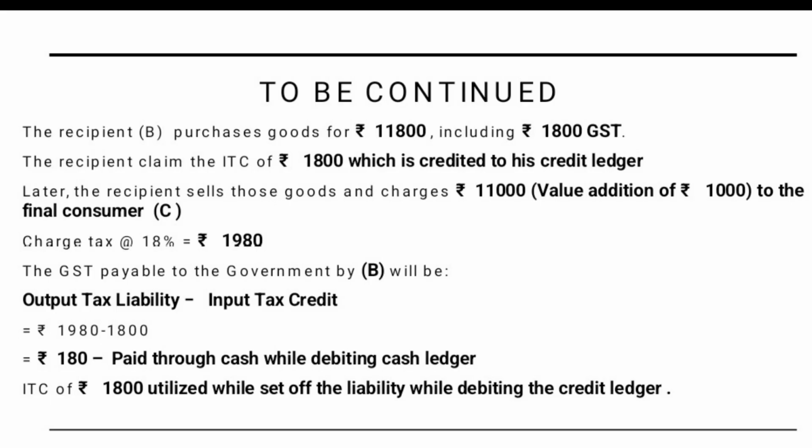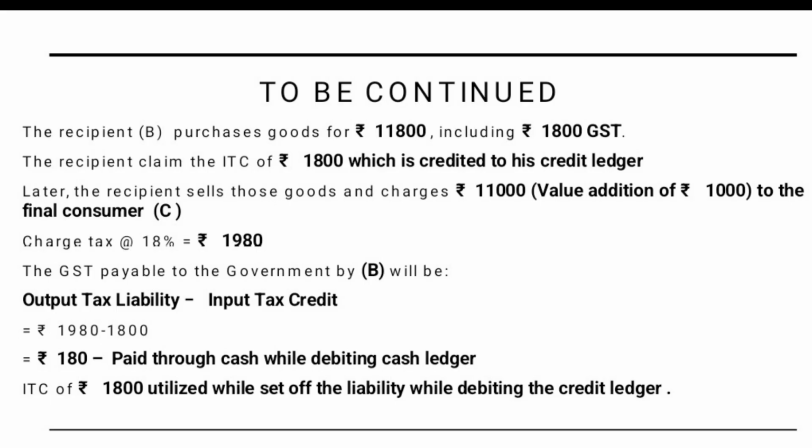Then what is the tax to be paid by B to the government? Already the government has got 1800 as tax. Now B will pay the output tax liability minus input tax credit. The GST payable to the government by B will be his output tax liability, what he collected from the consumer, minus the input tax credit credited to his ledger. That is 1980 minus 1800, and this 1800 is set off as input tax credit.